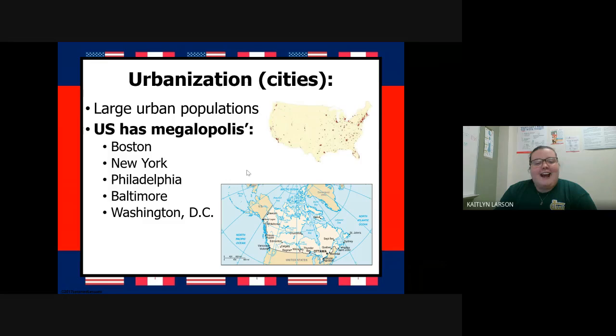So the U.S. is going to have 5 megapolises, and you can see here on this map, they're all going to be located in the Northeast. Again, this is probably because this is where the first European settlers came. This is where they lived. This is where they set down their roots and where they stayed. So we're going to have one in Boston, New York, Philadelphia, Baltimore, and of course, our capital, Washington, D.C. Okay.